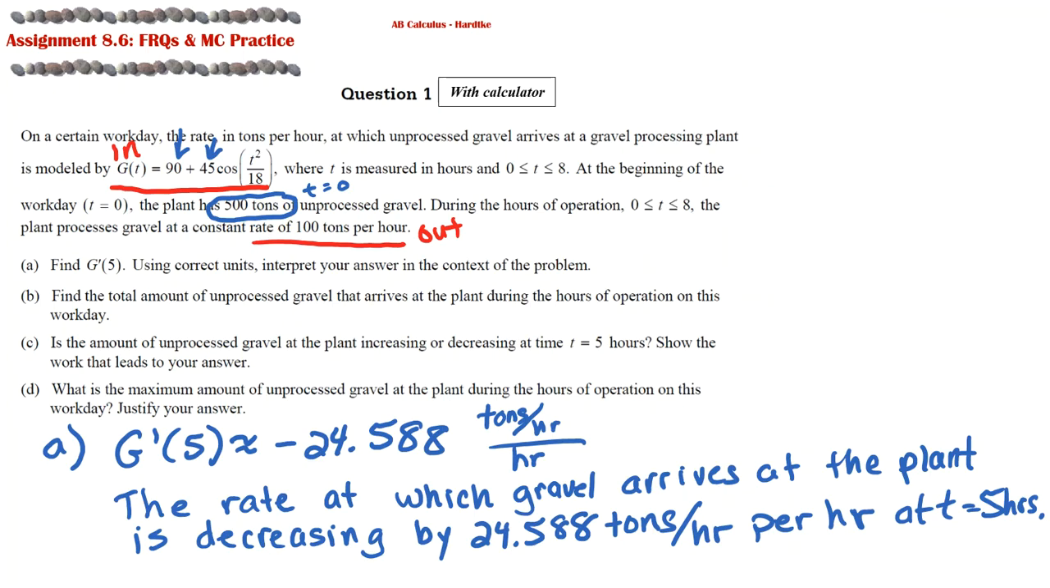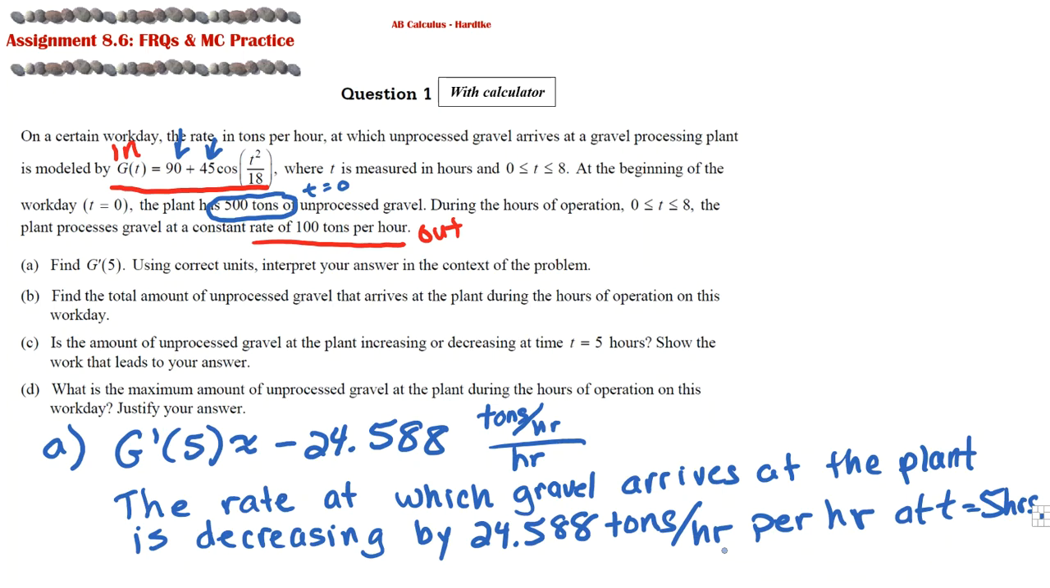Let's clarify here that when we do g prime, it's the derivative of a rate. G itself was in tons per hour, so its derivative is in tons per hour per hour. So when you interpret what it is, make sure if you say the word decreasing, then take out the negative sign. So the rate at which gravel is arriving is decreasing by 24.588 tons per hour per hour. So we have to be very precise on the units there, or of course that answer would not be marked correct.